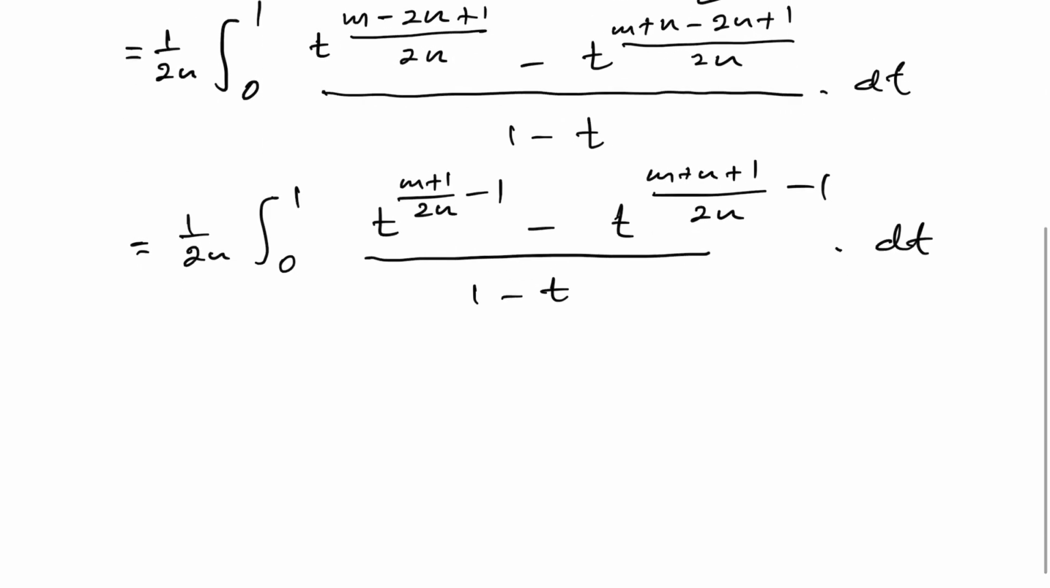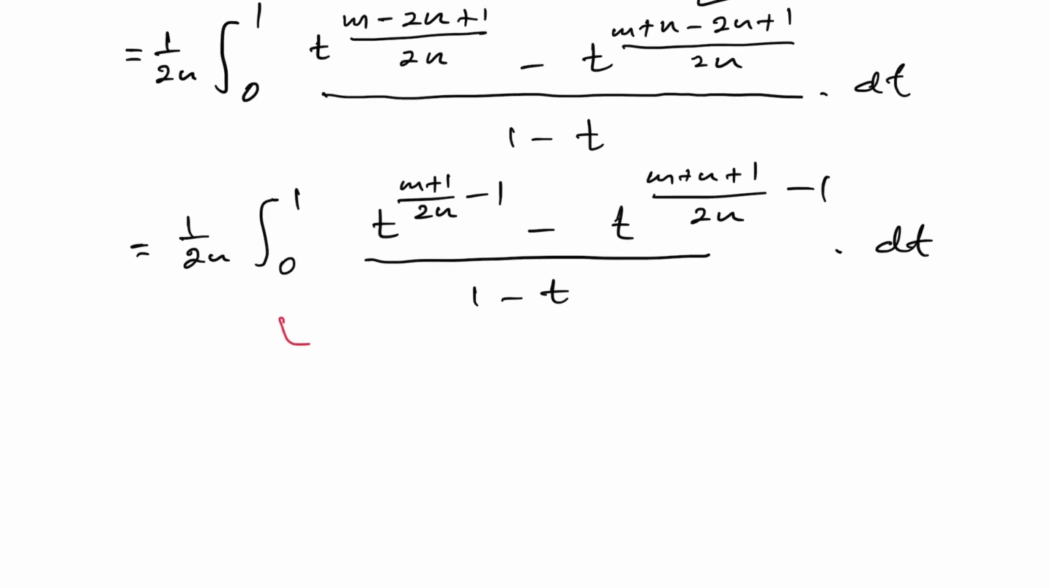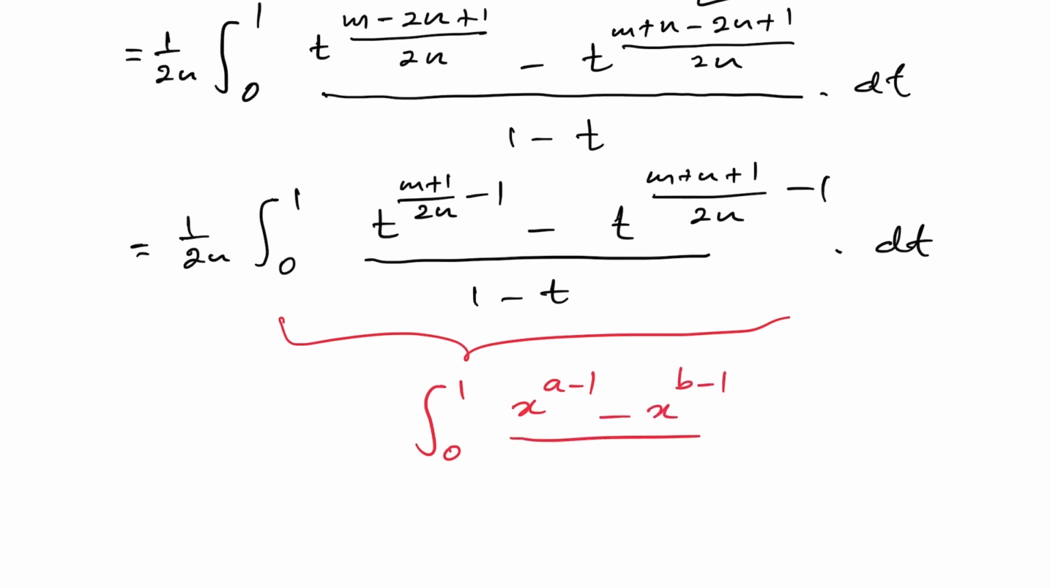Now for the integral format, we can write this integral from 0 to 1 of x to the a minus 1 minus x to the b minus 1 over 1 minus x dx. This is the type of integral. If we evaluate this integral, we can find the answer for I. So how do we evaluate this integral?